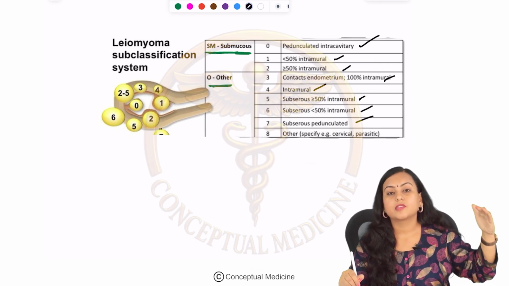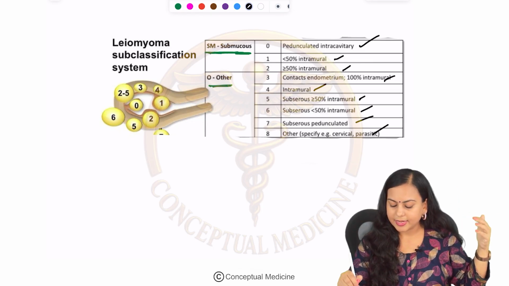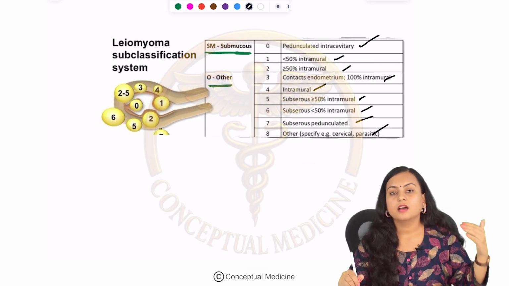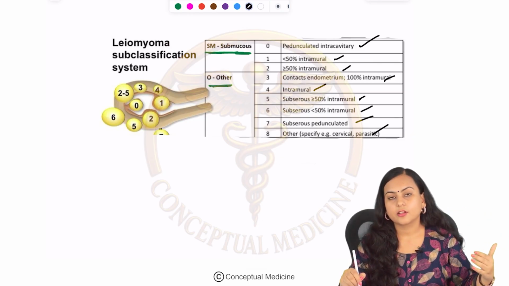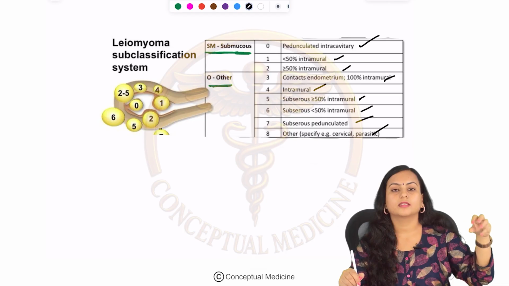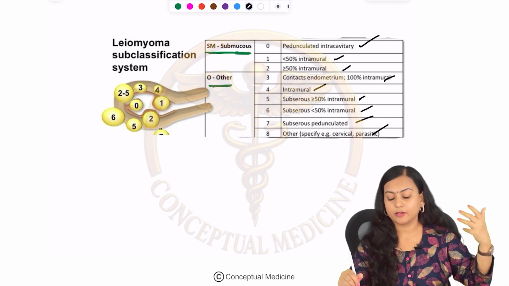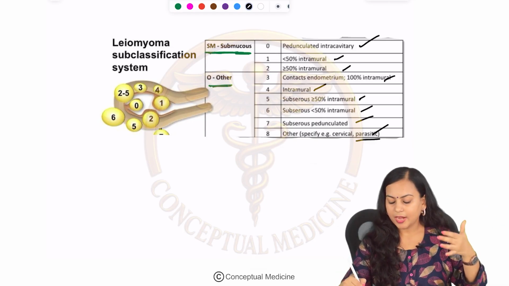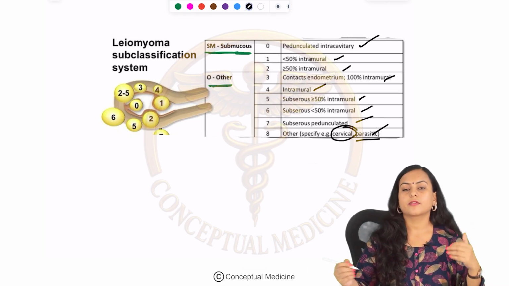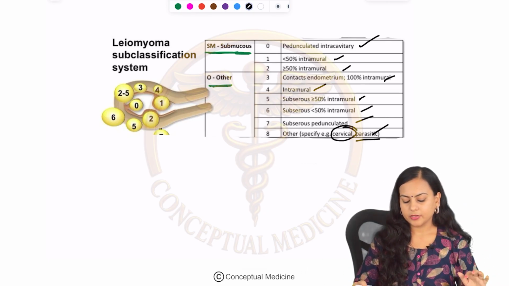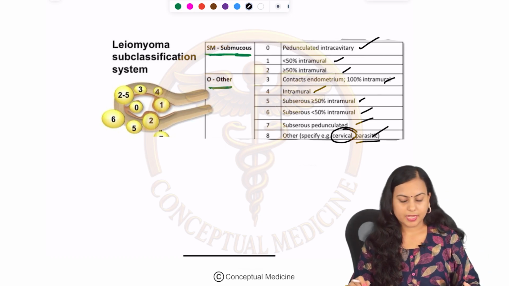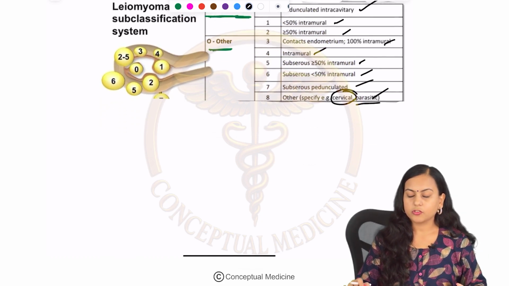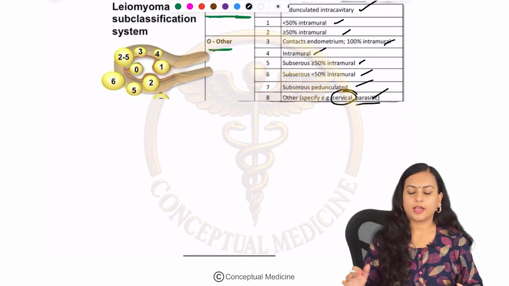Then it becomes a subserous pedunculated type, and finally it will become a cervical leiomyoma or a parasitic leiomyoma. That is the pedunculated one. The pedicle will get cut and it may become a parasitic leiomyoma, and the other type will also include your cervical leiomyoma. Clear? Right. So this is about the leiomyoma subclassification system. So far questions have not been asked on this, but I want you to know.